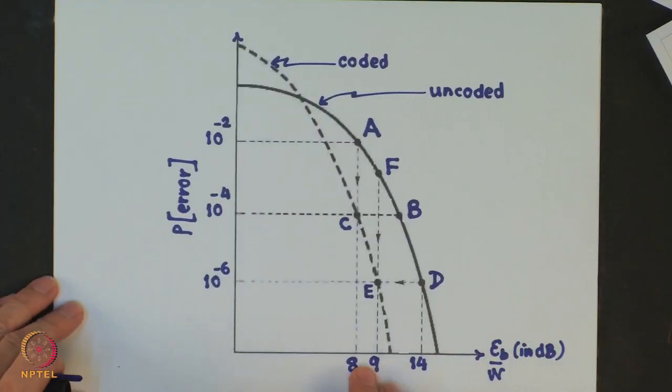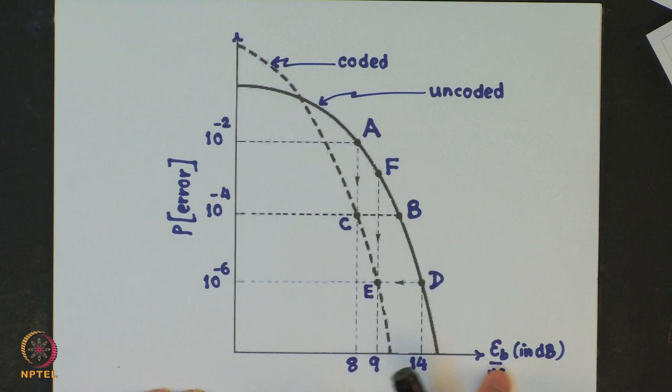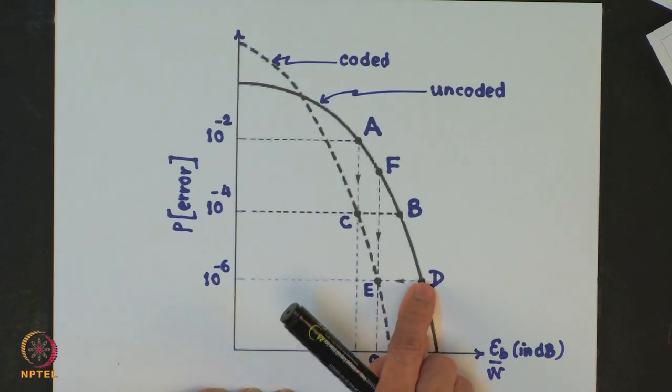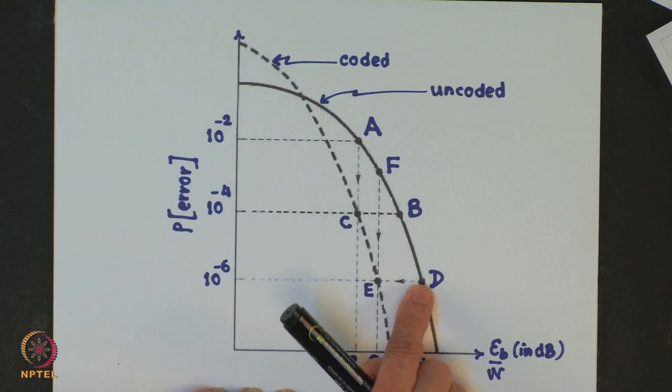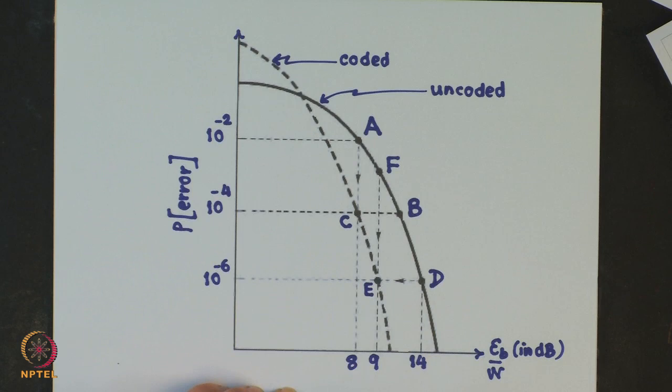So, we get a coding gain of 5 dB for the same error performance, but lower SNR per bit. So, by moving from point D to point E, we have lowered the SNR per bit requirement, but again this is done at the cost of bandwidth, because the bandwidth requirement will again be higher assuming real time system.